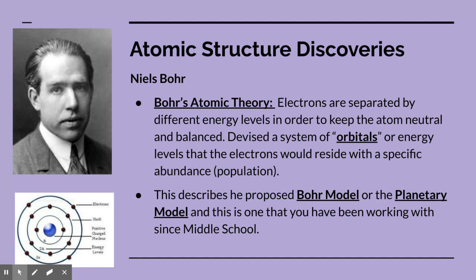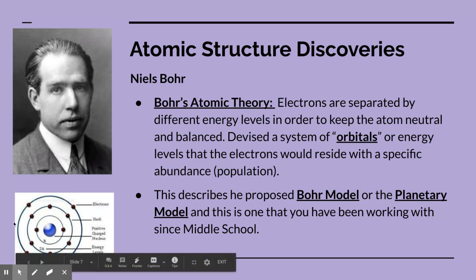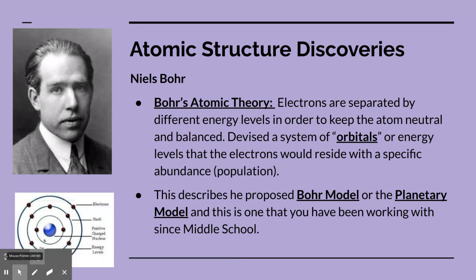It's also called the planetary model, and this is the one that you've been working on since middle school. And it's pictured right here. If you look at my mouse over here, it's this guy. It says here's your positively charged nucleus, here are your electrons, and there's a specific number of electrons that can fit outside of the nucleus, and not only that, a very specific distance. Now, Bohr wanted to take this information and accurately predict exactly where these electrons were going to be at any given moment in any given atom.